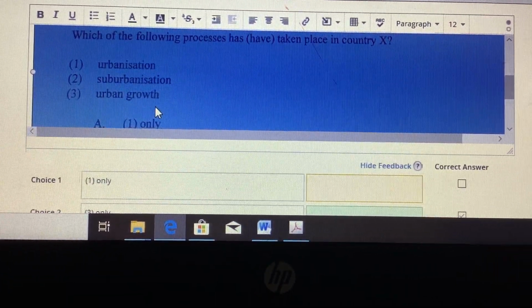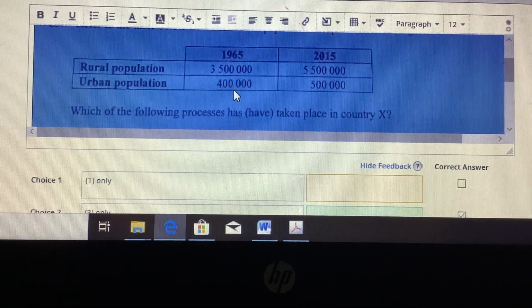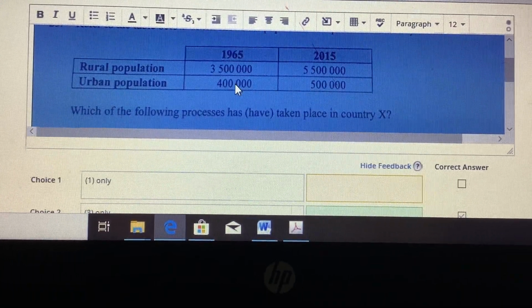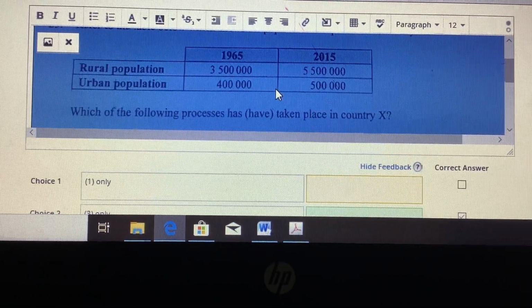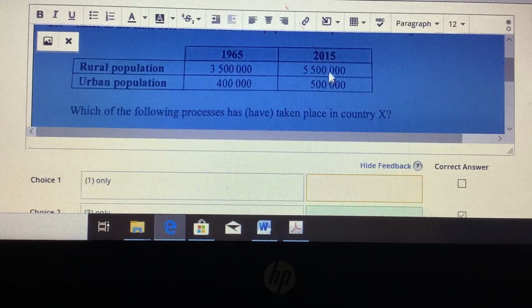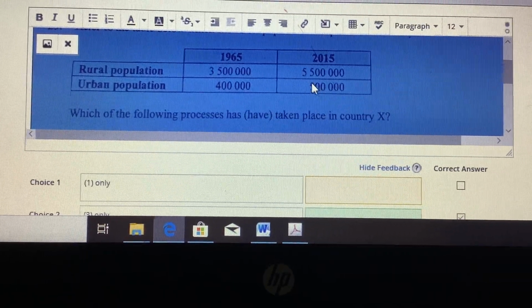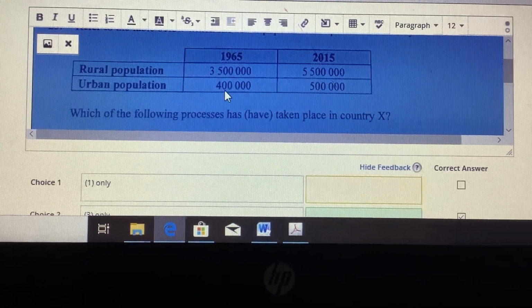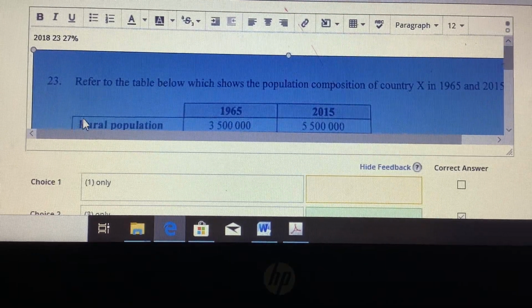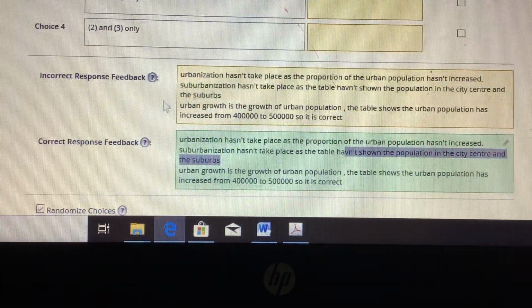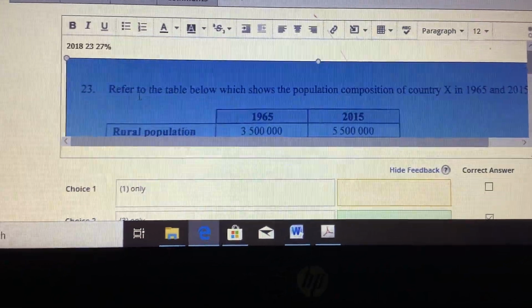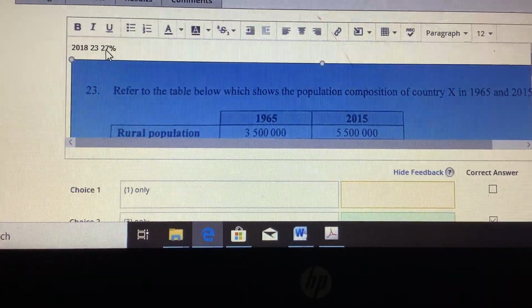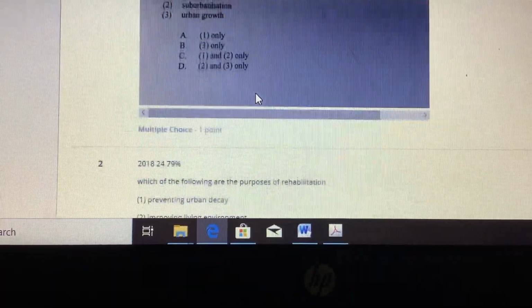How about urban growth? Urban growth is really existing. We have direct evidence for this, because for 1965 we have 400,000 urban population, but for 2015 we have 500,000. So accordingly, we are having an increase of the urban population. So question number one is 3 only.